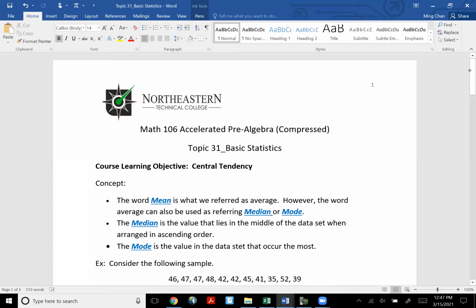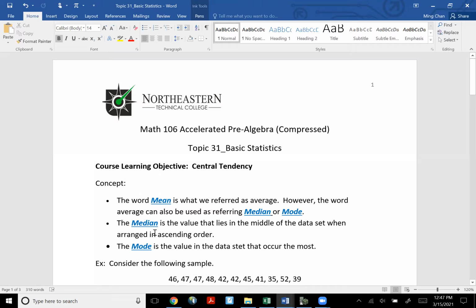Now, to be more specific, the word average in statistics is actually the same thing as the word mean. The word mean is what we refer to as average. However, the word average can also be used as median or the word mode. So mean, median, and mode, all three things are referring to what we so-called the central tendency, what lies in the middle.